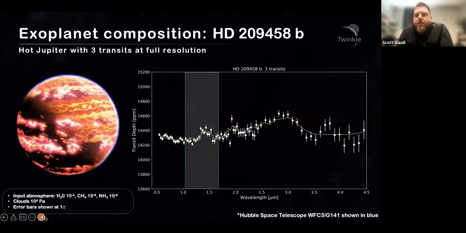Okay, and this is just an example spectrum of what you would see with three transits for HD 209458b with Twinkle. So you can see this is the wavelength range of WFC3, and this is the full wavelength range of Twinkle. So you can see we can detect the features in the atmosphere like water vapor and methane.